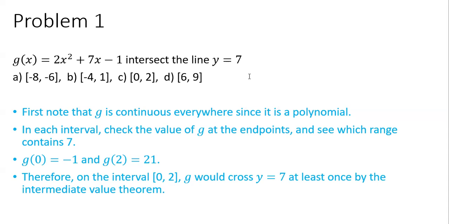Okay, so I explained the concept of the theorem again just now. So what do we do? We check the endpoints of each interval. We find one in which the y value is less than 7, and the other endpoint in which the y value is greater than 7. The only one that has that is choice C. G of 0 is -1, G of 2 is 21. So for some value of x between 0 and 2, the y value will be 7. There could be multiple values of x between 0 and 2, by the way, but the theorem says there has to be at least one.